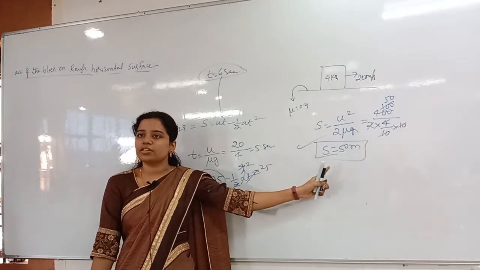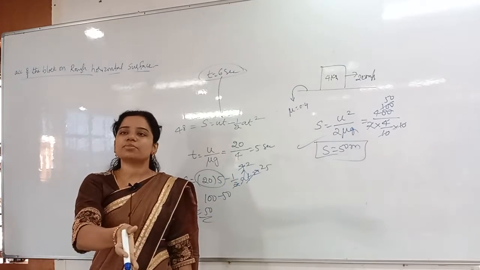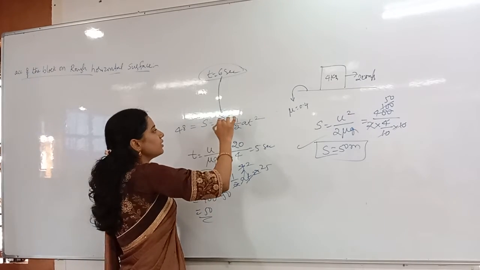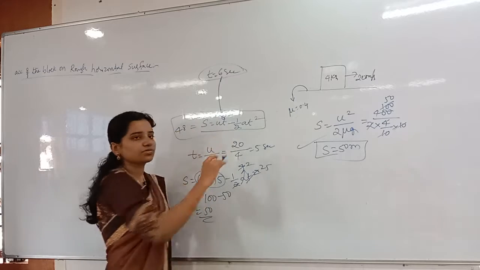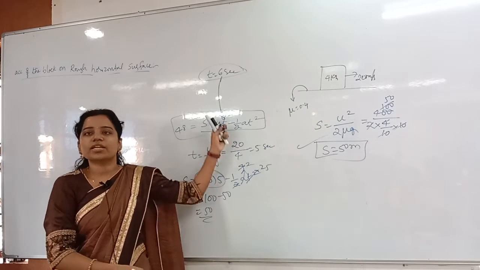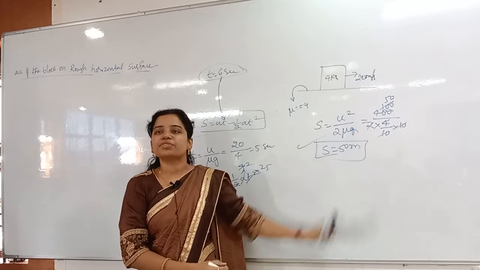You understand the logic, right? The body is getting stopped at 5 seconds, but we are using the time in the formula as 6 seconds. One more extra second we are using. So only you are getting the wrong answer here. But the exact answer is s equals 50 meters.